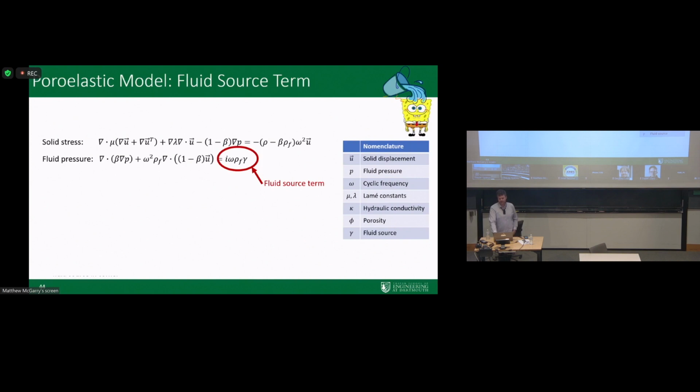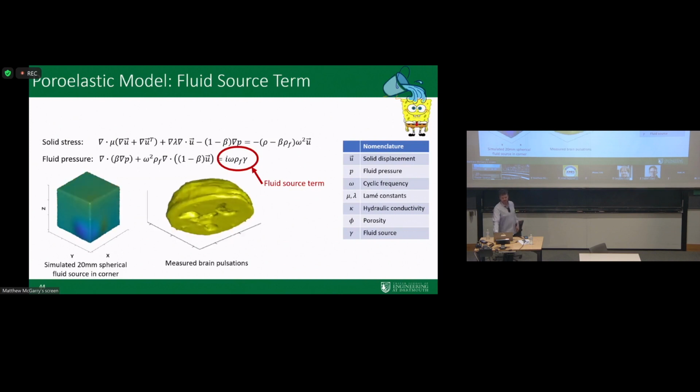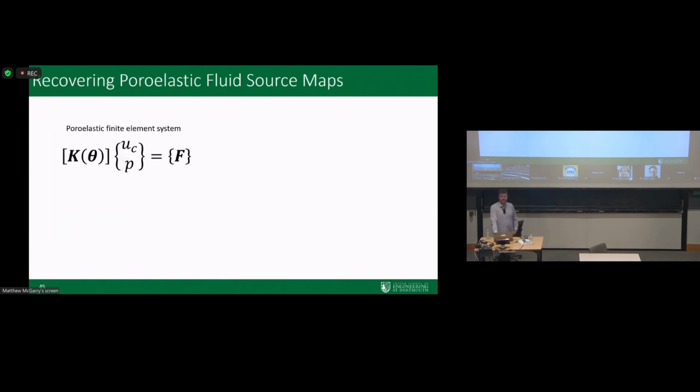So the poroelastic model has a fluid source term as a driving force of the fluid pressure equation. This is a very simple simulation where you've got a fluid source in the bottom corner of this cube, and you can see it's just pulling in and out as you force fluid in and out over time. And these actually look really similar to the actual pulsations that we measure in brain. You've got no muscles or anything in your brain, so the only thing that's producing this pulsation is fluid being forced in and out. We can measure that using similar techniques to MR elastography.